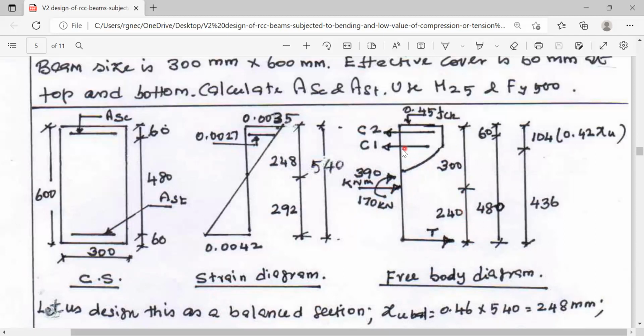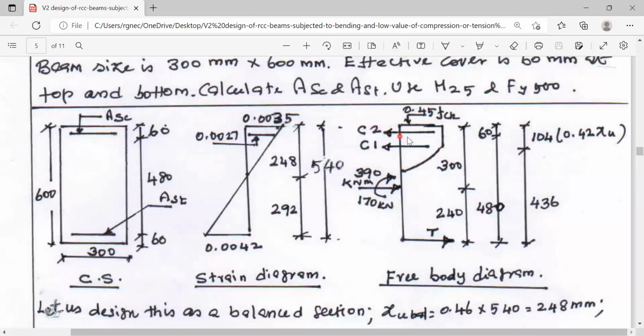The CG of compression generated by this rectangular cum parabolic stress block C1 lies at a distance of 0.42 xu measured from top. Here xu is 248. So 248 into 0.42 works out to 104 mm measured from top. If you deduct this 104 from the total effective depth, the arm distance for C1 comes to 436 mm.